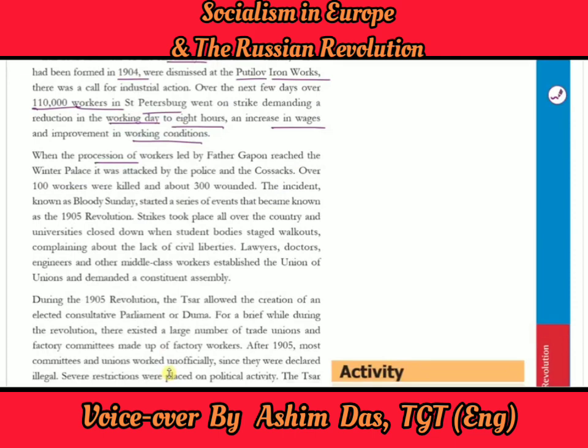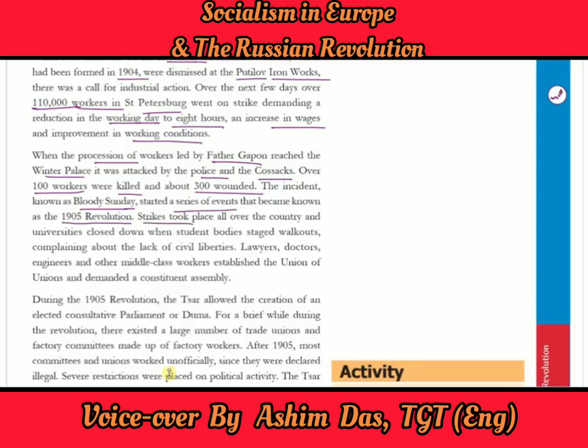Now, when the procession of the workers, led by Father Gapon, the main leader, reached the Winter Palace, it was attacked by the police and the Cossacks. The Cossacks were soldiers, like the police. Over 100 workers were killed and about 300 were wounded. This incident was known as Bloody Sunday, and it started a series of events that popularly came to be known as the 1905 Revolution.